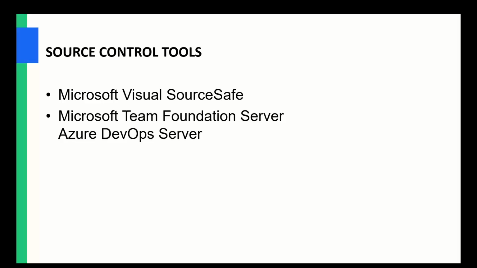And a couple of years later, we moved to Microsoft Team Foundation Server, which is now called Azure DevOps Server. And that was much better than SourceSafe. And for the most part, I was pretty happy with it. Still, it had its limitations. Then in 2017, we moved to Git, and it's the best source control tool I've used since I started working as a tech writer.